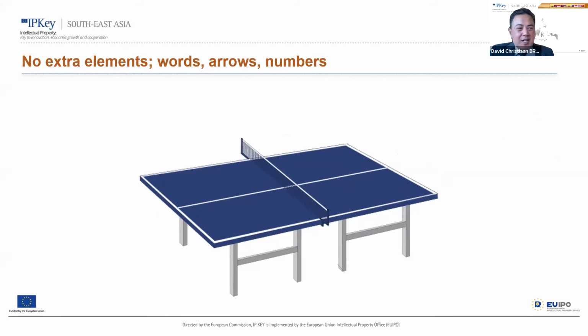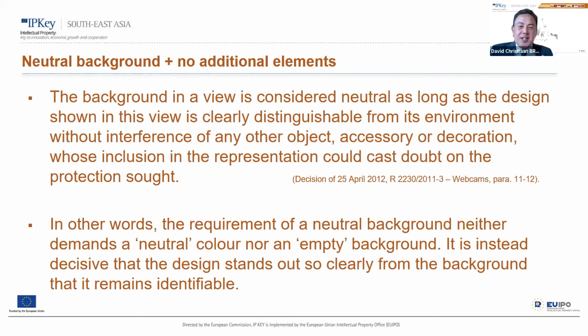It has to be like this. So clean, without the dimensions and any other lines. If applicants want, they can provide a description where there's a sort of explanation if they want to have the measurements. And then we have the concept of neutral backgrounds and additional elements.